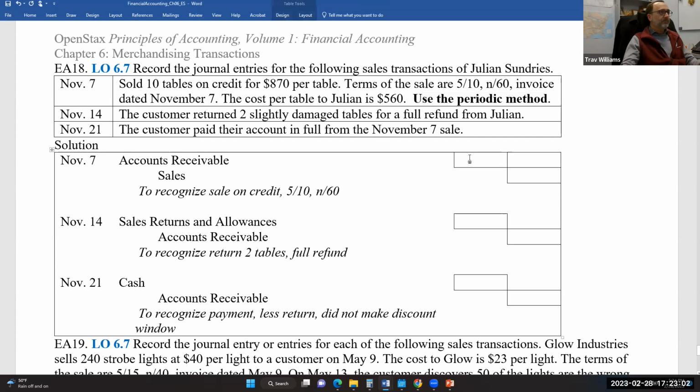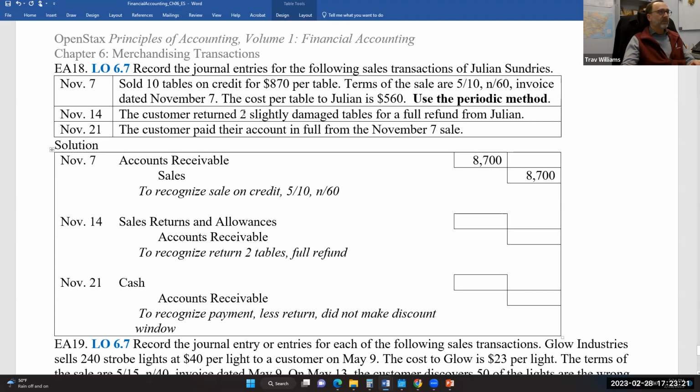Okay, so 10 tables times $870 each, that would be $8,700, right? So debit to accounts receivable, credit to sales, and we don't have to worry about the inventory since we're using the periodic method.